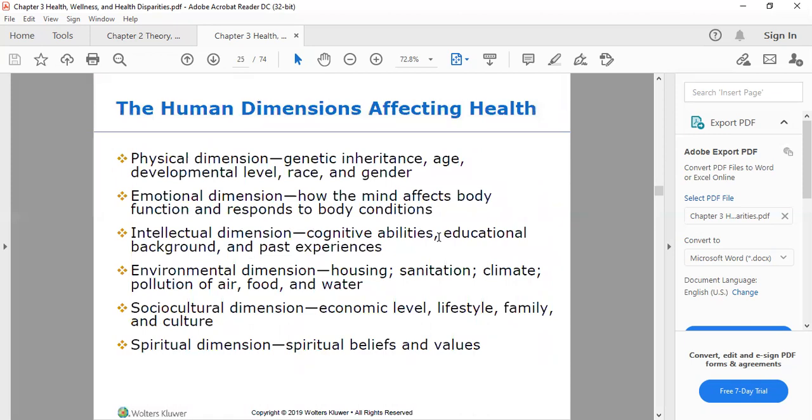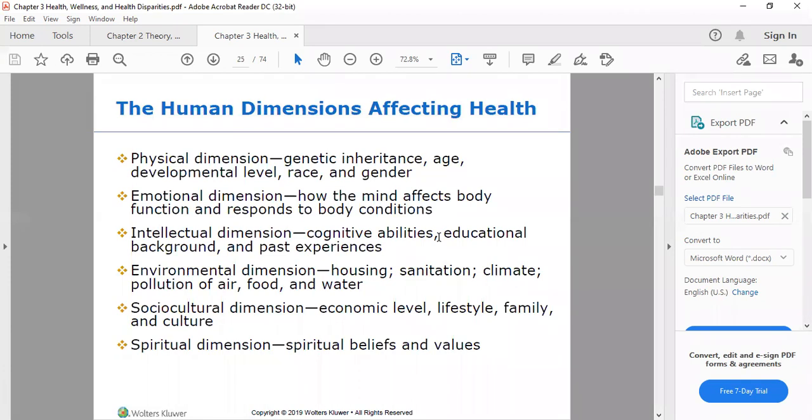All right, other things that affect the patient's health are the physical dimension. So, we talked about all this stuff: genetics, developmental, race, gender, emotional dimension. If they're not mentally healthy, that can affect their ability to heal or to cooperate with treatment. Intellectual dimensions. So do they have the cognitive ability? Do they have the educational background? What's their experience in the past been like? Do they have trust?